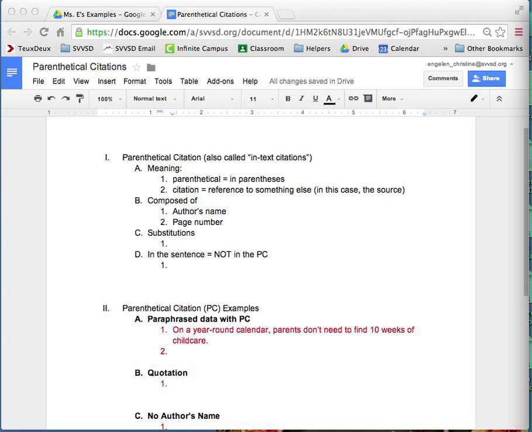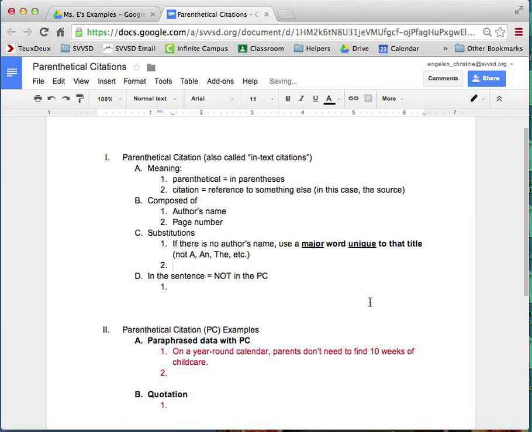Okay, so if there is no author, that's one of the substitutions that we have to make. If there's no author's name that goes with your source, you're going to use a major word, as in not a, an, or the, or anything like that, that is unique to that title in your source list. If I have to refer to a work by a word in its title, there should be no question once I go to the source list which source that is. That should be a word that is only in one of the source's titles. Sometimes you have to get creative. So if you don't have an author, that's what you do.